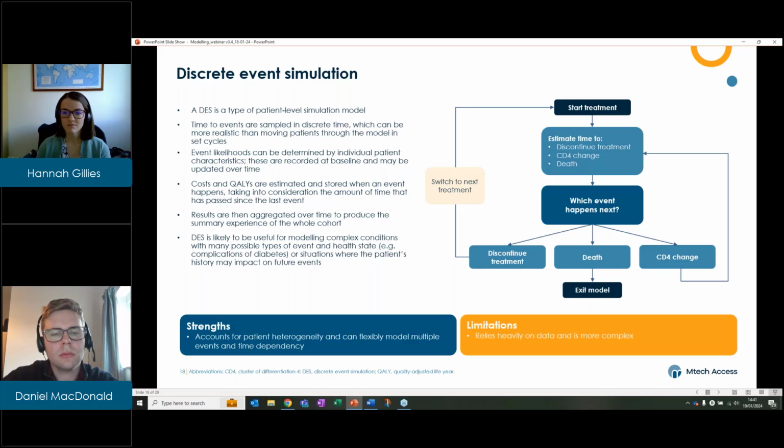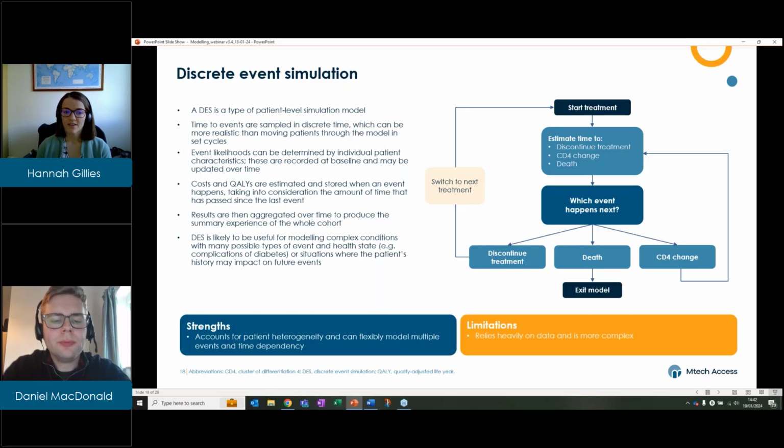And discrete event simulation is therefore likely to be really useful for modelling complex conditions where there are many different types of events and health states. One example of this could be the complications of diabetes, when there can be different events that the patient is at risk of, for example, cardiovascular events such as strokes and heart attacks, and situations also where the patient's history impacts the future events.